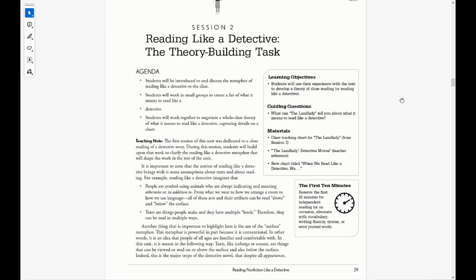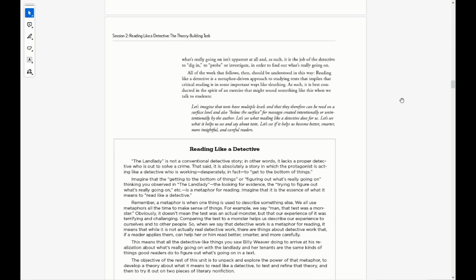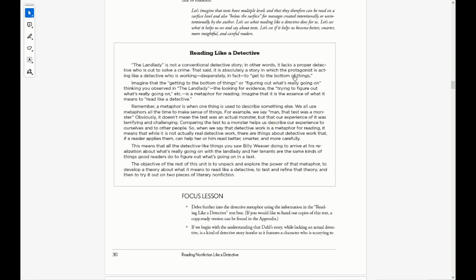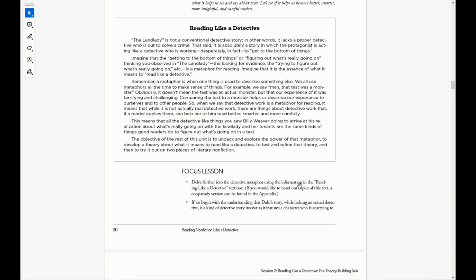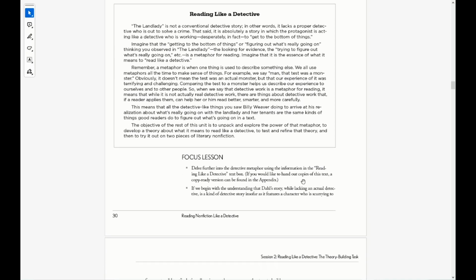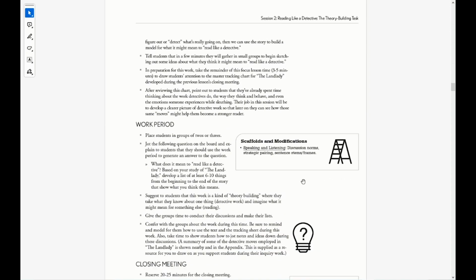Because in the second session, we're going to work on building this theory of what it means to read like a detective. So we're not going to especially tell students what it means to read like a detective. We're going to invite them to think about it and to build that idea with us. So they're given the task to think about what it means to read like a detective, to think about what the character Billy Weaver is doing in the text. Does he make any detective-like moves that we can point to?